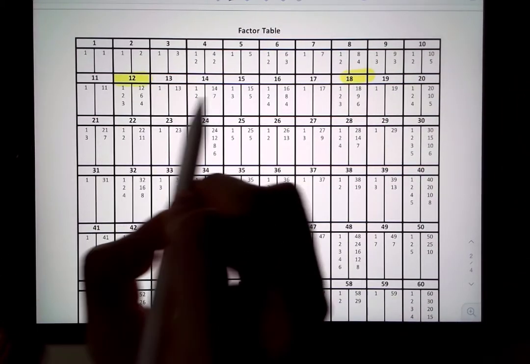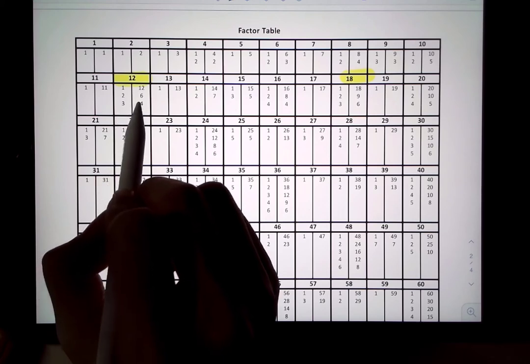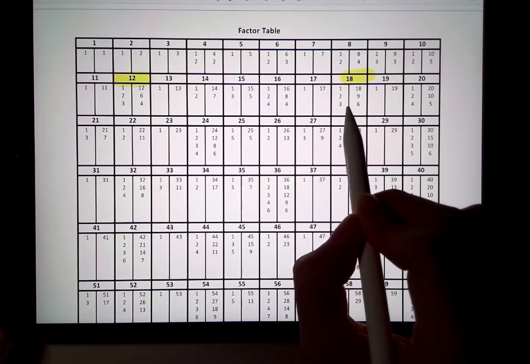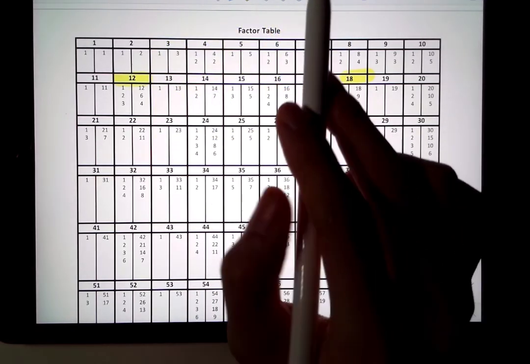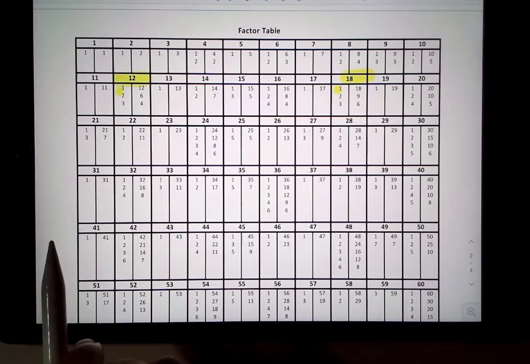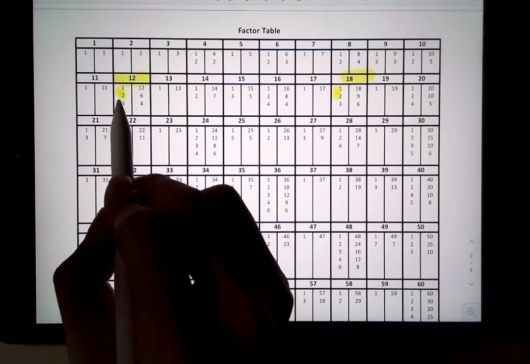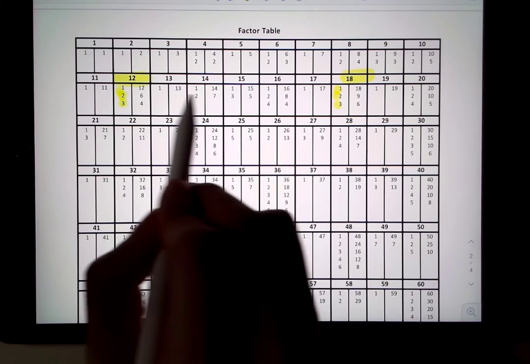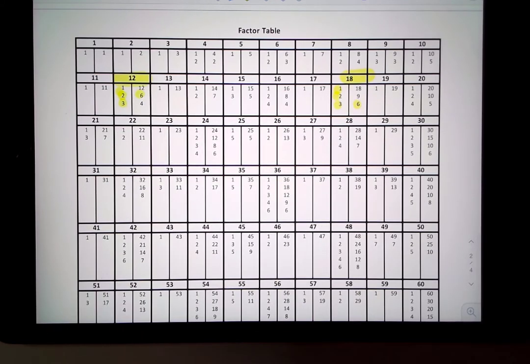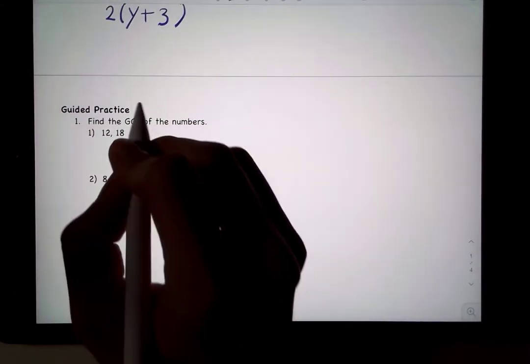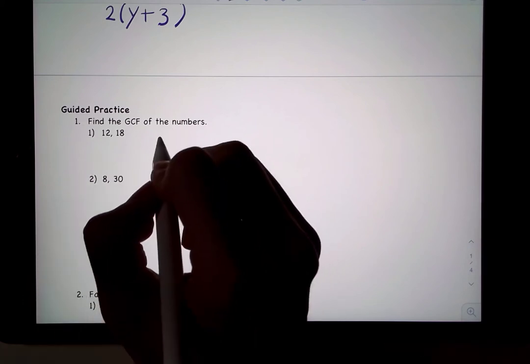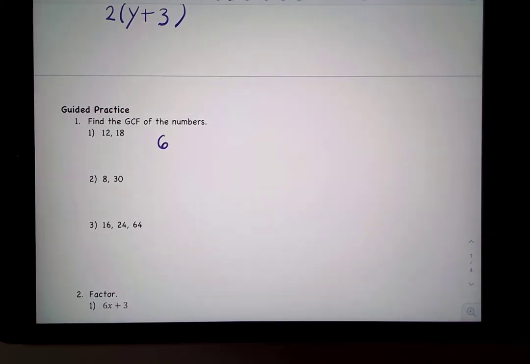So think about it. Look at this, guys. The factors of 12 are 1, 2, 3, 4, 6, 12. The factors of 18 are 1, 2, 3, 6, 9, 18. Then what is the common number? Let's check one by one. Do you have 1? Yes. Do you have 2? Yes. 3? Yes. 4? No. 6? Yes. Then what is the greatest number? 6, right? So your greatest common factor is 6. My GCF of 12 and 18 is 6. That's it.